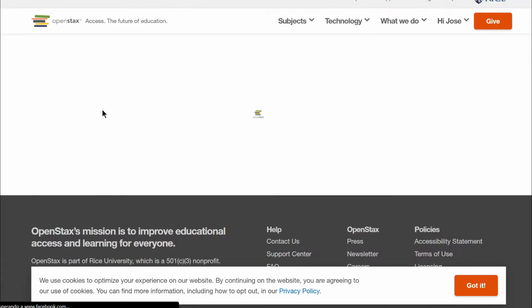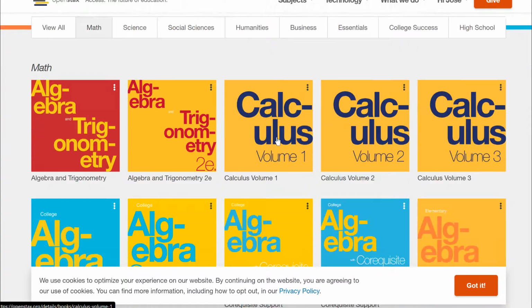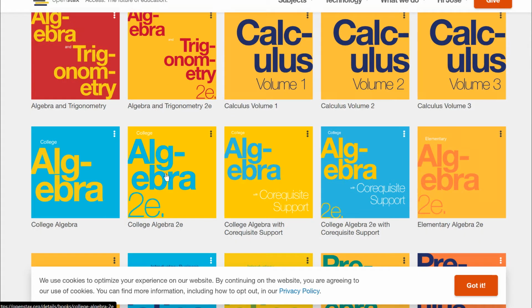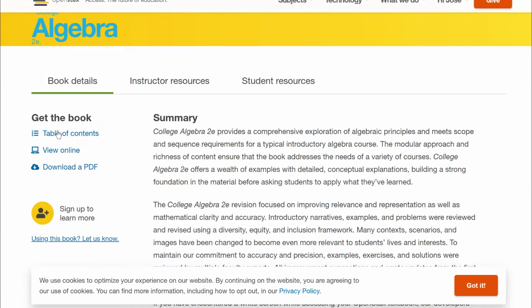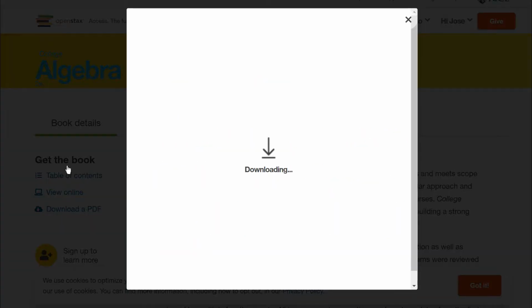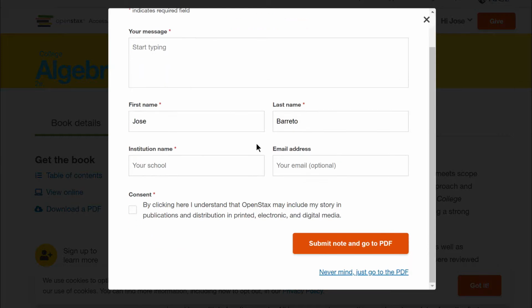Find your subjects, math, and you have here math books. I'm going to refer now to College Algebra, Second Edition. Just select it, get the book, download PDF, and now send a thank you note, fill this form, and download the PDF using this square form.